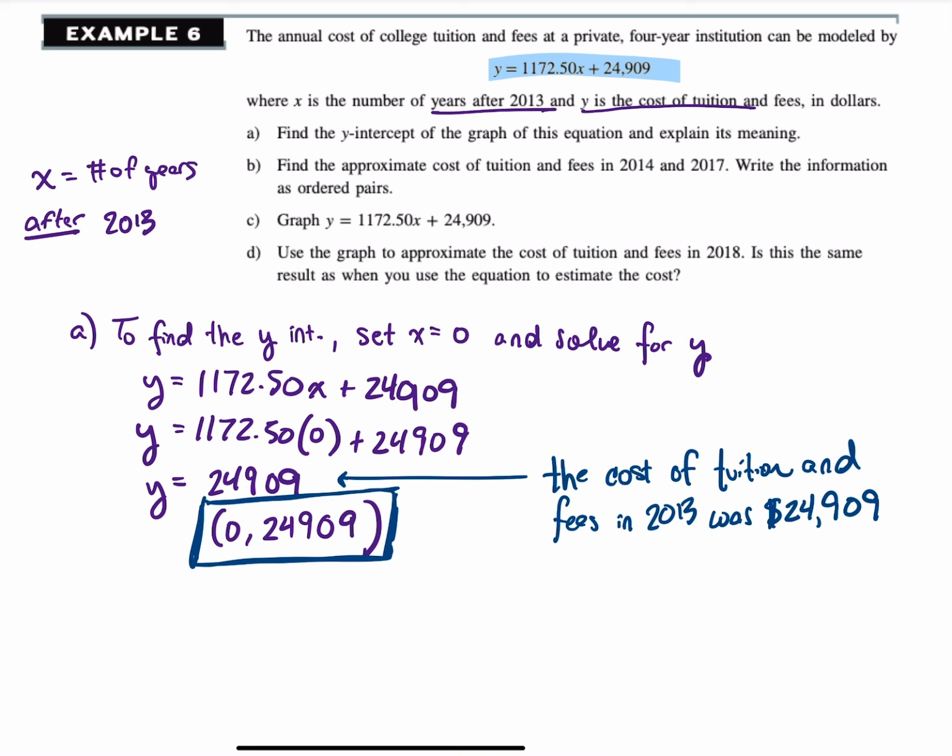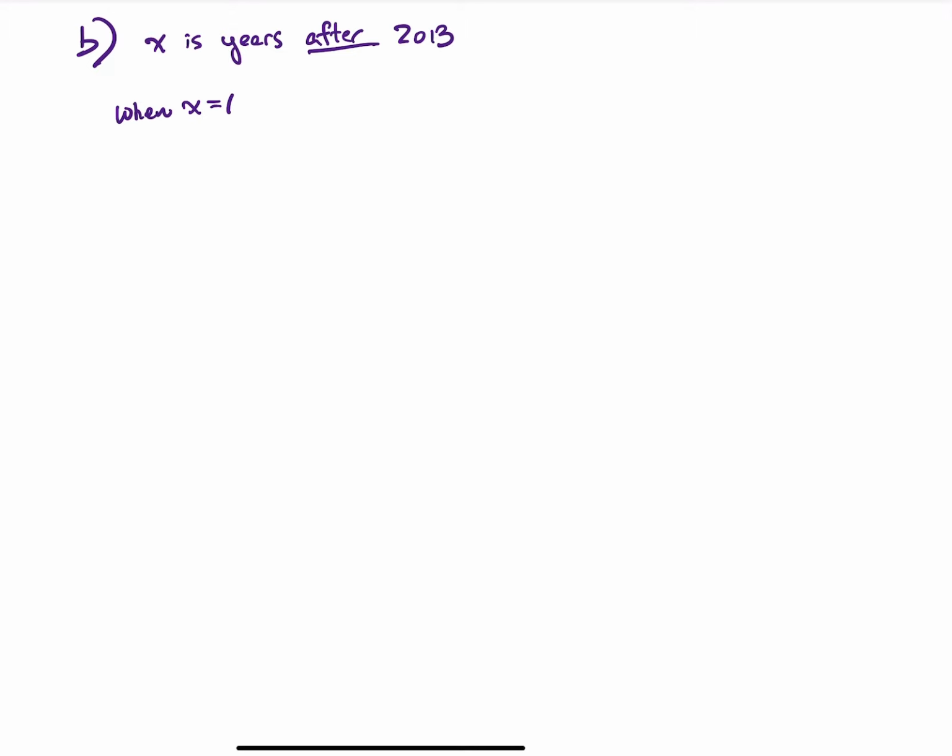All right, let's look at part B. B asks us to find the approximate cost of tuition and fees in 2014 and 2017. So let's make some space. So just remember, x is years after 2013. So to get 2014, that's just 1 year after 2013. So I would want my x value to be equal to 1. This represents the year 2014. So let's just plug it in and solve for y.